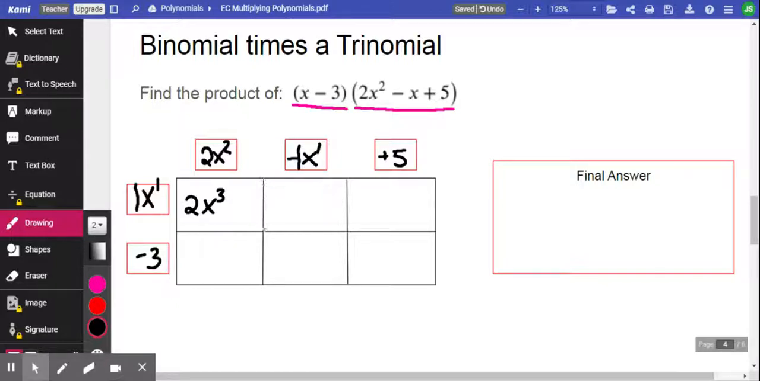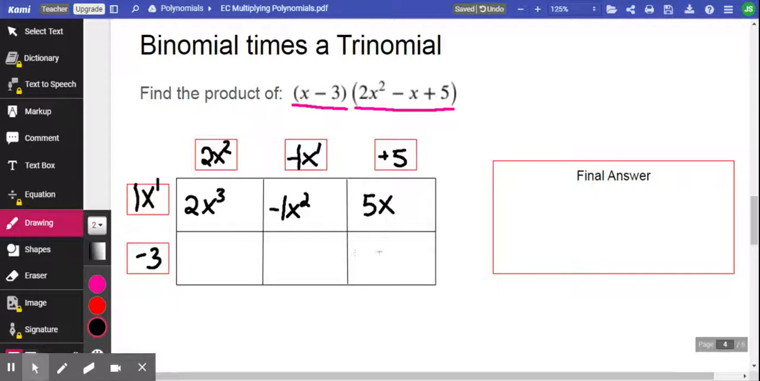And I'm going to work along the side. So now I'm finding the area of the second box. 1x to the first is the side. Negative 1x to the first is this top. Well, 1 times negative 1 gives me negative 1. X to the first times x to the first, when I add my exponents, it now becomes a 2. Moving along to this last box on the top row, I've got a 1x to the first on this side and a positive 5 on the top. Well, 1 times 5 gives me 5. There's no x here, but there is one on the side, so I'm going to make sure I have x or x to the first power if I want to write that in.